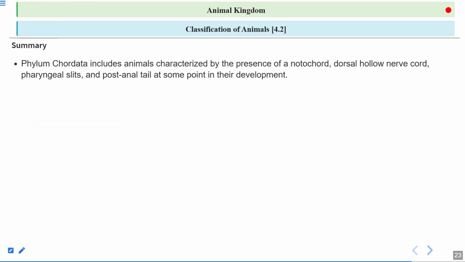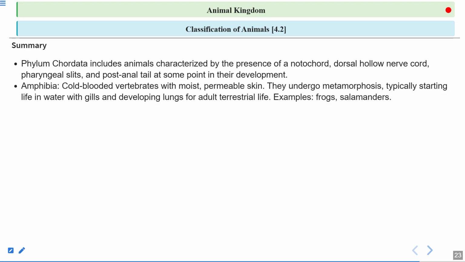Summary. Phylum Chordata includes animals characterized by the notochord, dorsal hollow nerve cord, pharyngeal gill slits, and post-anal tail at some point in their development. Amphibia are cold-blooded vertebrates with moist and permeable skin. They undergo metamorphosis, typically starting life in water. Gills develop into lungs for adult terrestrial life. Examples: frog and salamander.